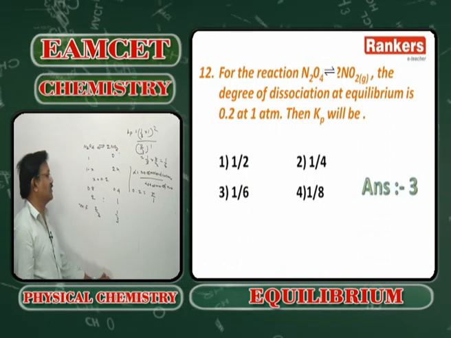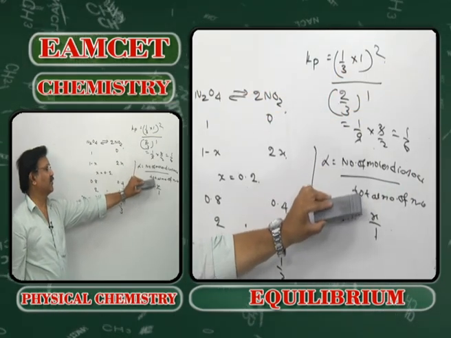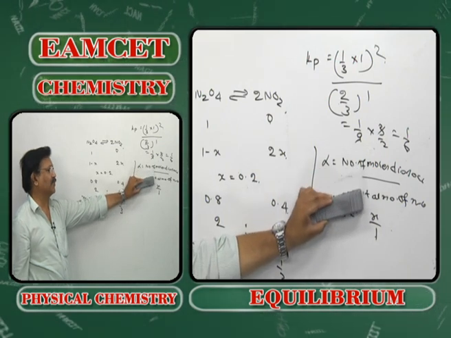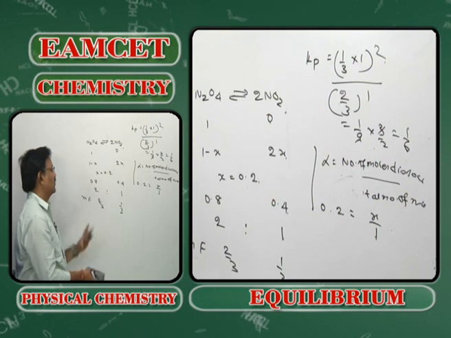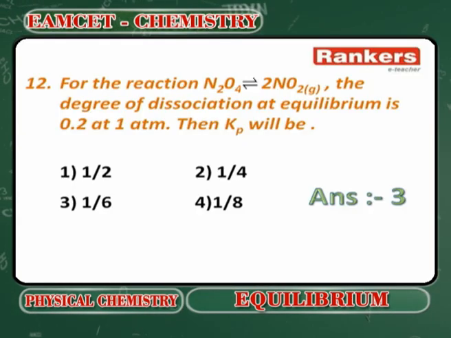So this is the basic definition of alpha: number of moles dissociated by total number of moles taken. Number of moles dissociated is x, total number of moles taken is 1. So x is equal to 0.2. Next.